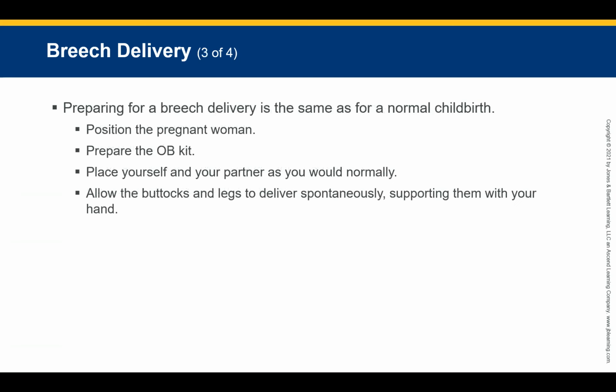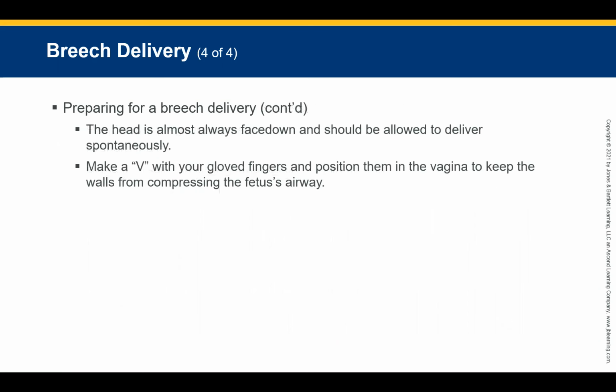Preparing for a breech delivery is the same as for a normal childbirth. Allow the buttocks and legs to deliver spontaneously, supporting them with your hand and preventing rapid expulsion. Let the legs dangle on either side of your arm while you support the trunk and chest as they are delivered. The head is almost always face down and should be allowed to deliver spontaneously. You need to make a V with your gloved hand and position it at the vagina to keep the walls of the vagina from compressing on the fetus.